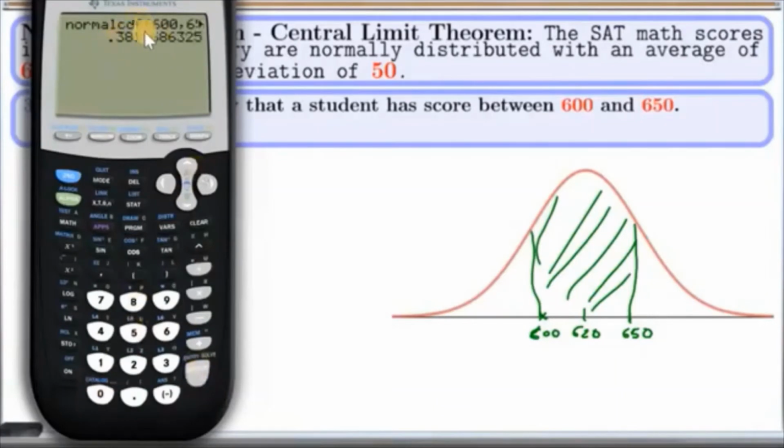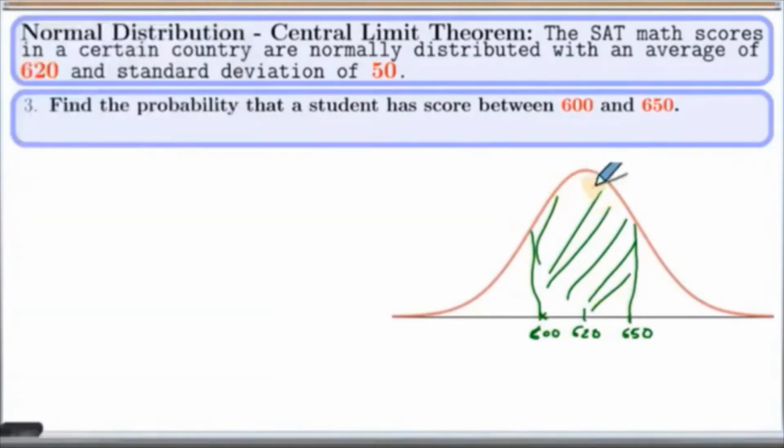So we have this number here, and this is the area in between 600 and 650. Let me write that down here. So basically this is 0.3812.